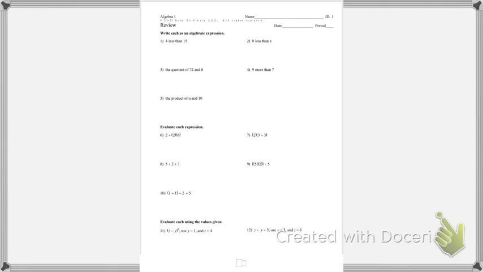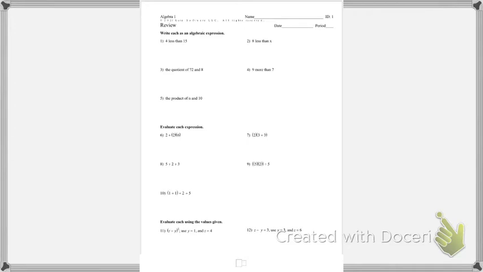Please follow along on your own paper, correct your answers, and hold on to your packet until I'm back next week, and I will go through that. You'll get a few different grades, and we'll talk about that later on next week. But let's go ahead and get started. So, on number 1 through 5, we are just writing an algebraic expression.